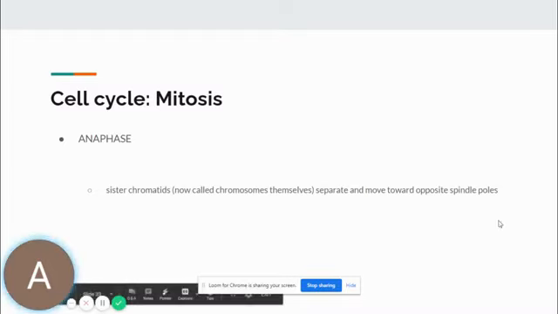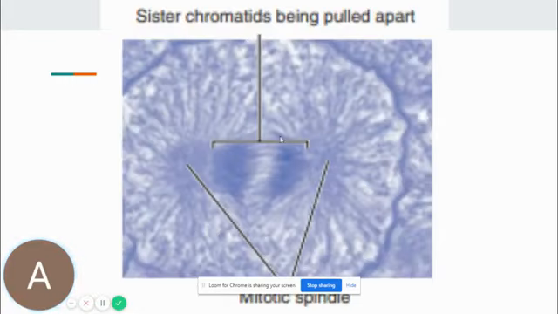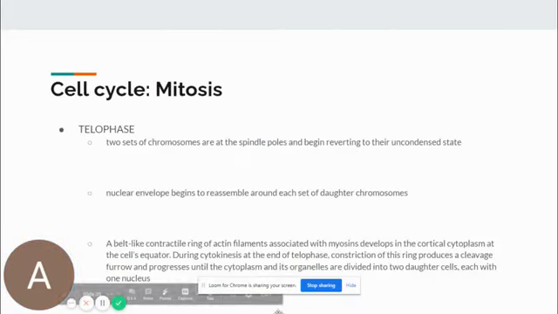Okay, so during the anaphase, sister chromatids are now called chromosomes themselves. They separate and move towards opposite sides of the spindle pole. So here, the chromatids are being pulled apart. There's already a gap between them. And lastly, during the telophase, two sets of chromosomes are at the spindle poles and begin reverting to their uncondensed state. Since they have separated, they can unwind again to make a new set of growth factors, proteins, signaling molecules, and enzymes within the daughter cells themselves.